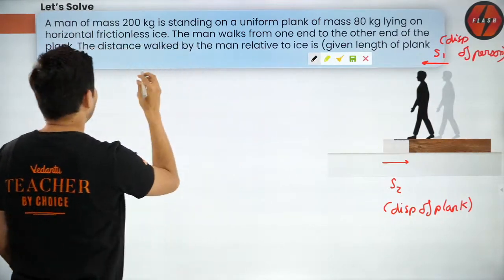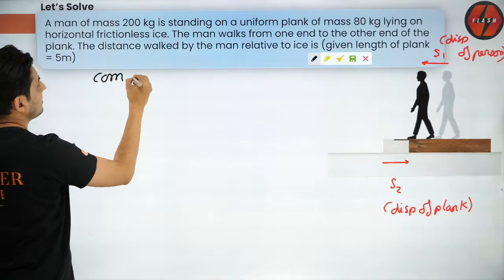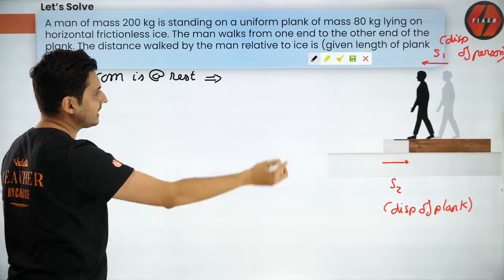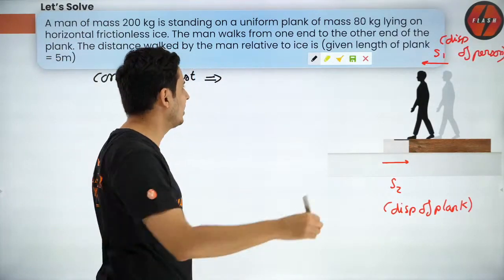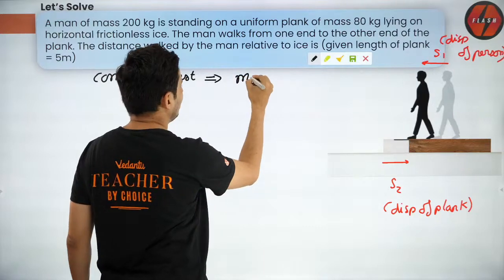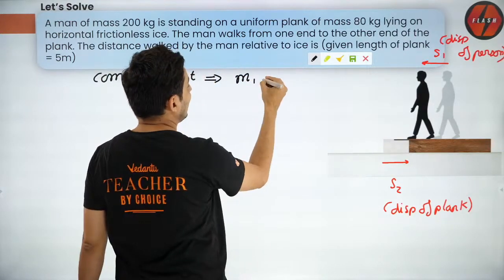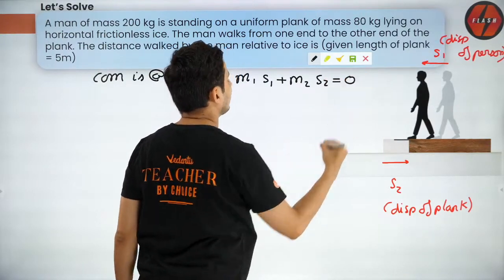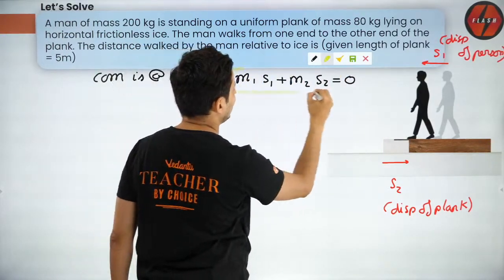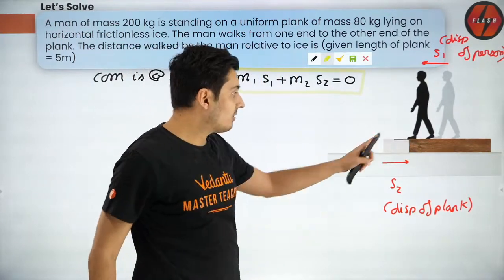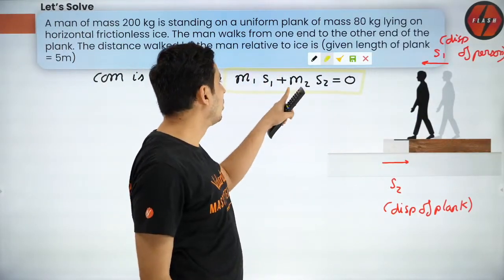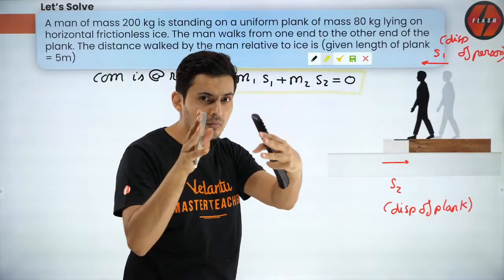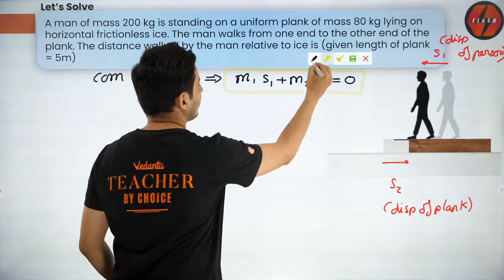Now, whenever center of mass is at rest, this magical formula will hold true. What is that magical formula? Many of you might know it, but maybe do not know. You can use it here. It's m1 s1 plus m2 s2 is equal to 0. This is the first formula, magical, which you should use. If there were more people on the plank, then there will be more terms: m1 s1 plus m2 s2 plus m3 s3 plus m4 s4 will be 0. Are you getting it? This is the first thing that you should use.